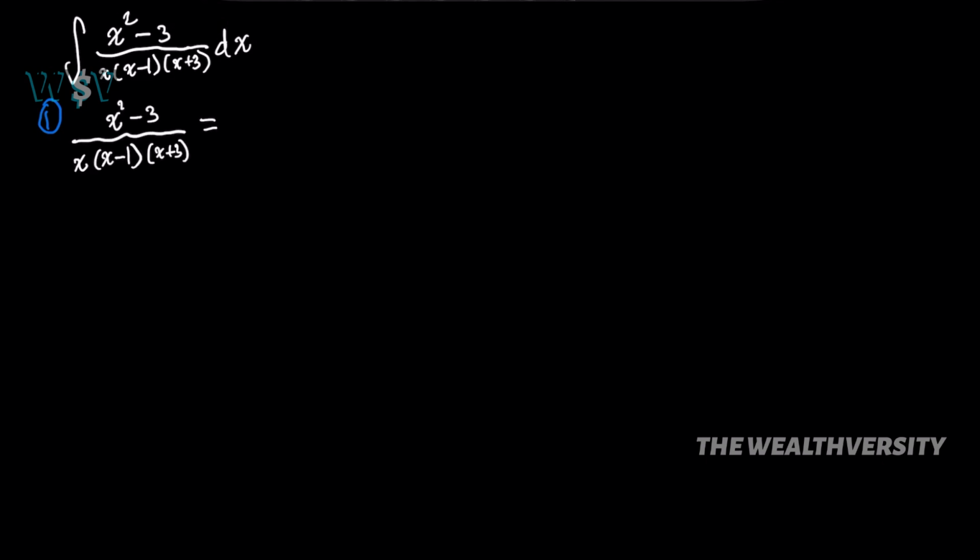Let's look at another example. We have the integral of x squared minus 3 divided by x times x minus 1 times x plus 3. Since this function's denominator is already factored, we can jump straight into dividing this function. Since we have 3 roots, we will have 3 parts. So we have A over x plus B over x minus 1 plus C over x plus 3.